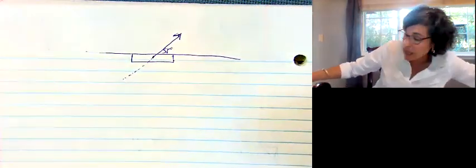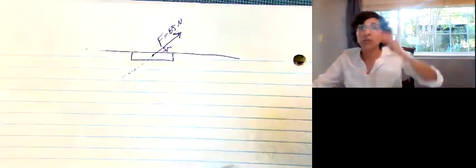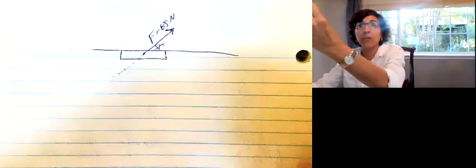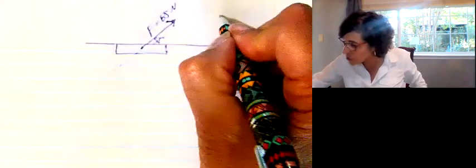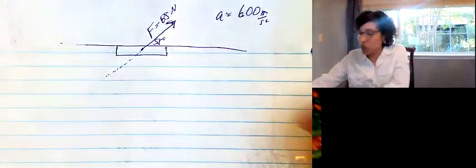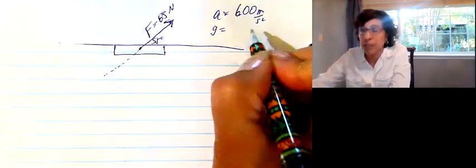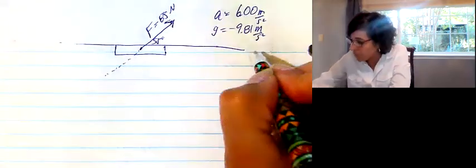And they told us it's 85 newtons. I'm looking at the book here. So this here is the force, and it's 85 newtons. I'm already wishing I drew it bigger. Well, it'll look bigger if I zoom in here. What else? They gave us the acceleration, and they told us the acceleration is 6 meters per second squared. Okay, and of course, you happen to know that little g, acceleration due to gravity, is negative 9.81 meters per second squared. And they want to know, what is mu k?